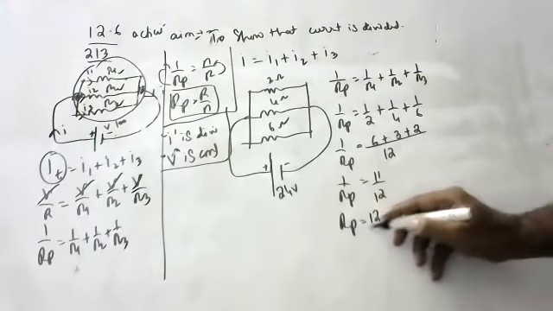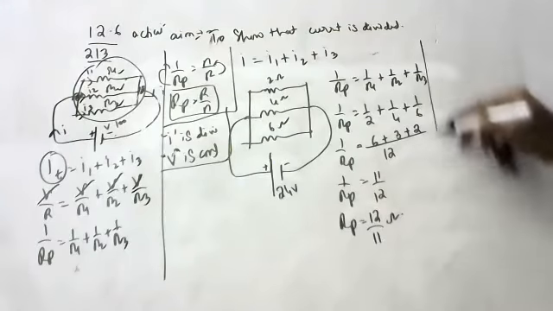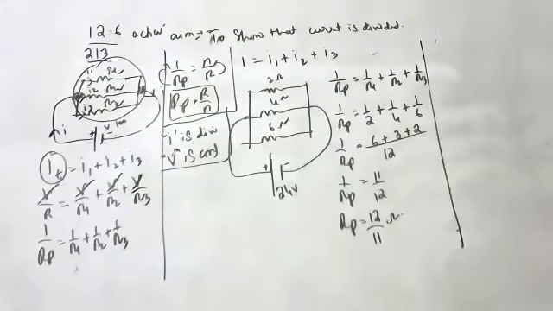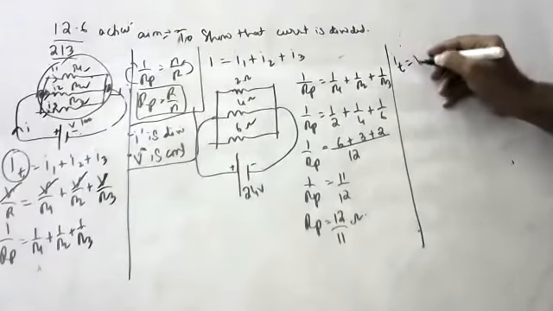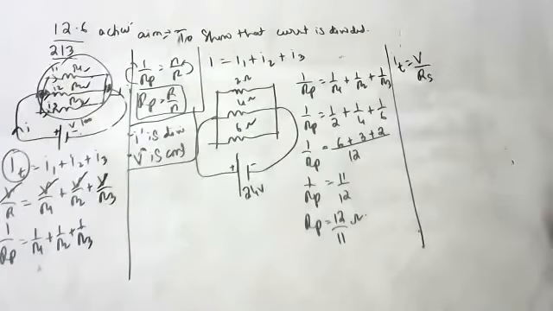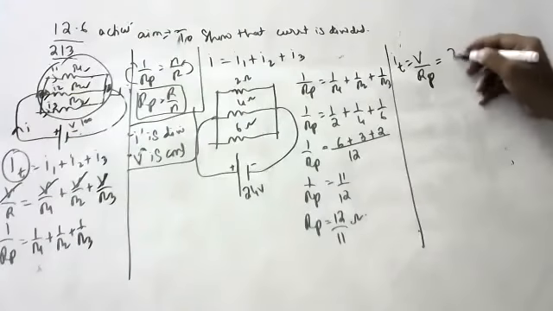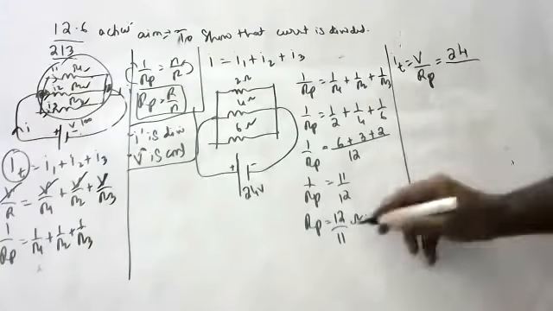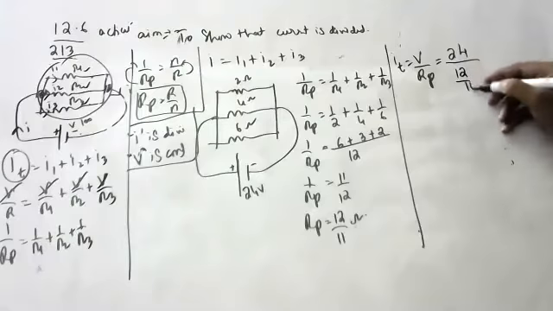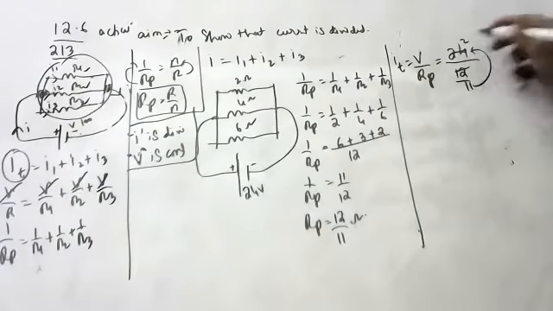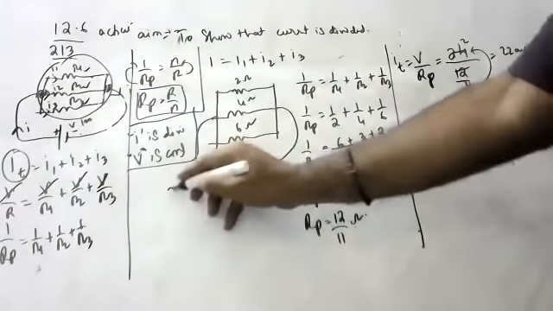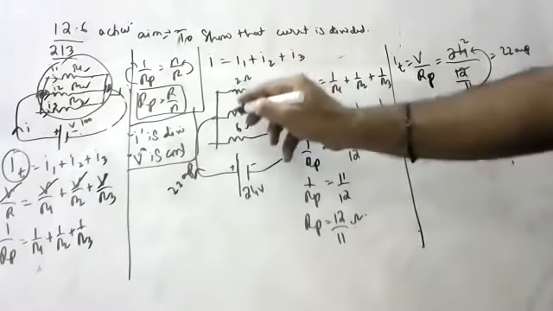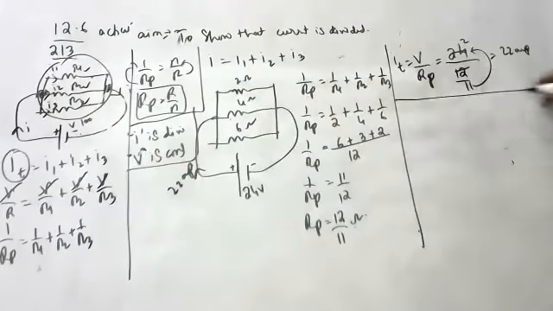RP is equal to 12 by 11 ohms. This is the total resistance. Can anyone tell how to find the total current in the circuit? IT is equal to V by RP, which is 24 by 12 by 11, so 2 elevens are 22 amperes. 22 amperes of current is flowing in the circuit. It will divide here, here and here. Let's see how they will divide.